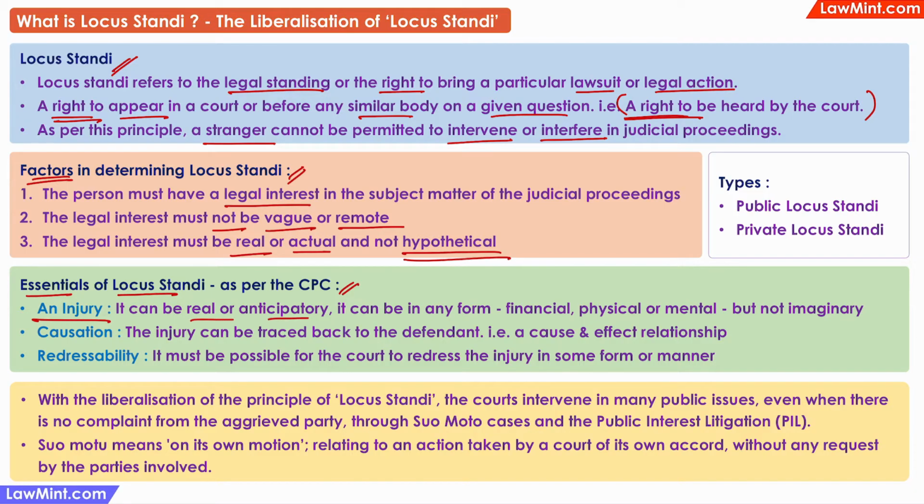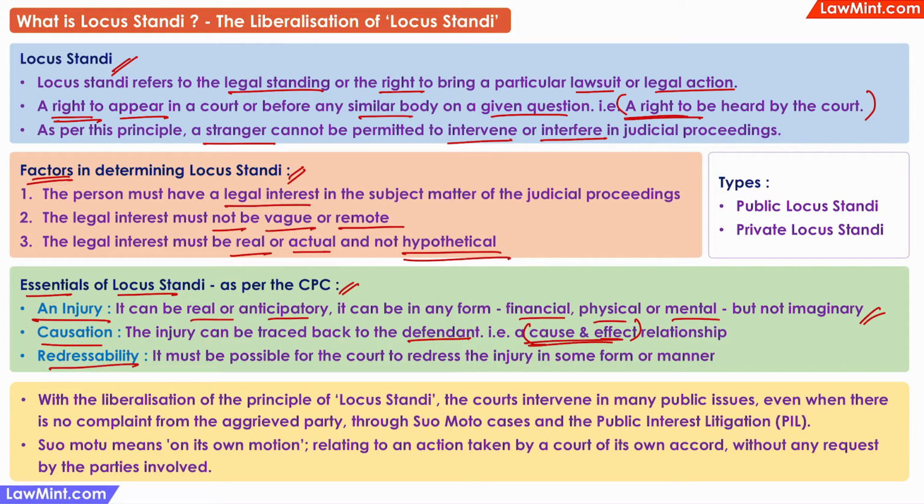It can be real and present or an anticipatory injury which may happen in the future. And the injury can be financial, physical or mental, as long as it is not imaginary. Next is causation. That is, the injury must be caused or expected to be caused because of the actions or the inaction of the defendant. That is, there should be a cause and effect relationship between the injury and the defendant.